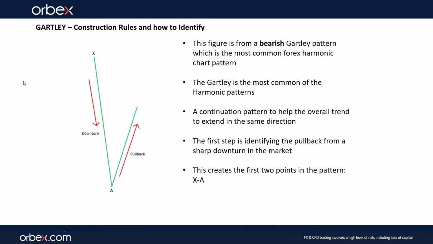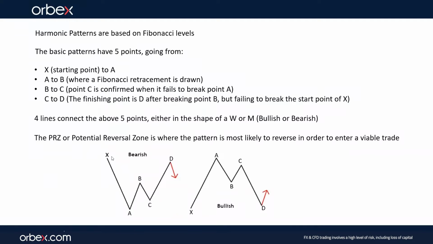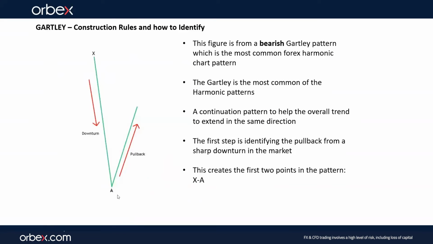So what I want to show you now is a step-by-step construction of how a harmonic pattern is formed and what to look out for as well. I've chosen a Gartley because it's probably one of the most popular ones, and I've chosen a bearish Gartley pattern. Going back a couple of slides, a bearish pattern looks like a W. The reason it's bearish is because when we hit this D leg, which is the potential reversal zone or the PRZ, we are going to move downwards. That's why I want to show you this one, because it's a bit more simple.